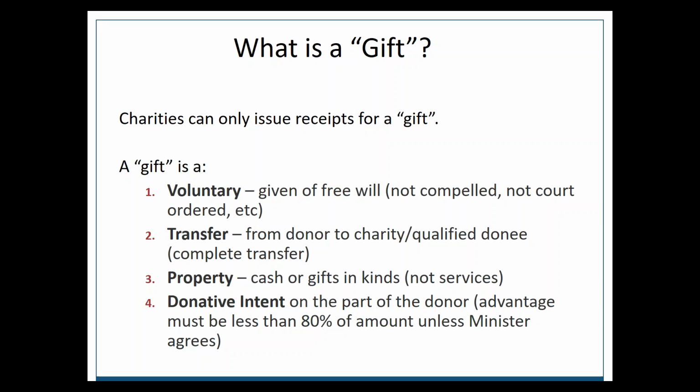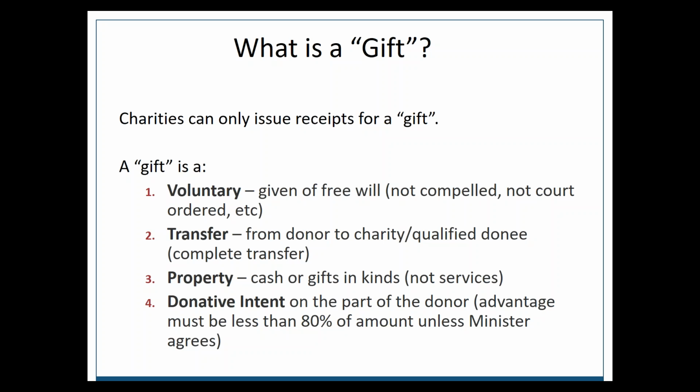And then the 4th part is something called donative intent. And that means that there has to be on the part of the donor a donative intent. And generally, the rule is that if the donor is getting an advantage which is over 80% of the amount of the gift, then they would not be getting a receipt. So let's say a donor gives a $100 gift to a charity, but they get a book that costs $85. Then you would not issue a receipt for the $15 because it's not really a donation. It's more a purchase of the book. There are exceptions to this, but that's the general rule.